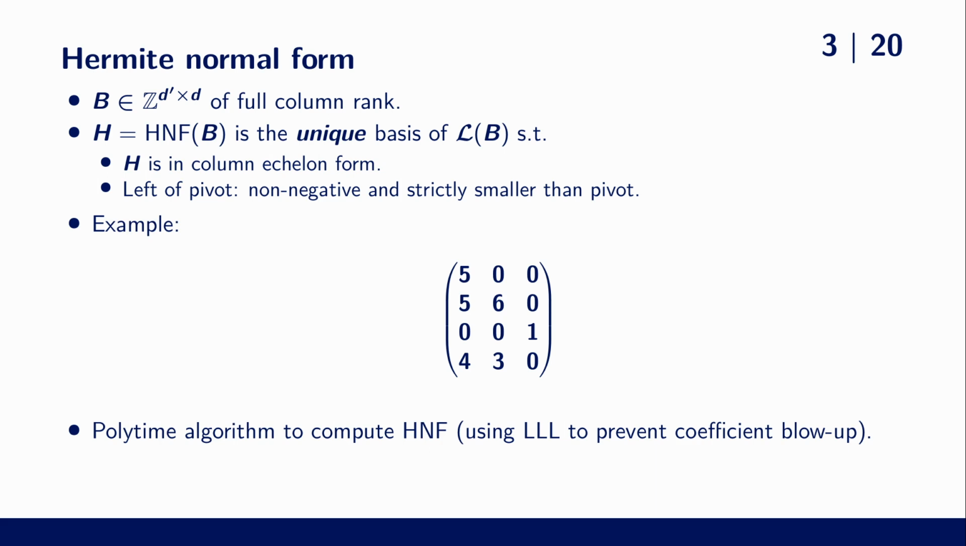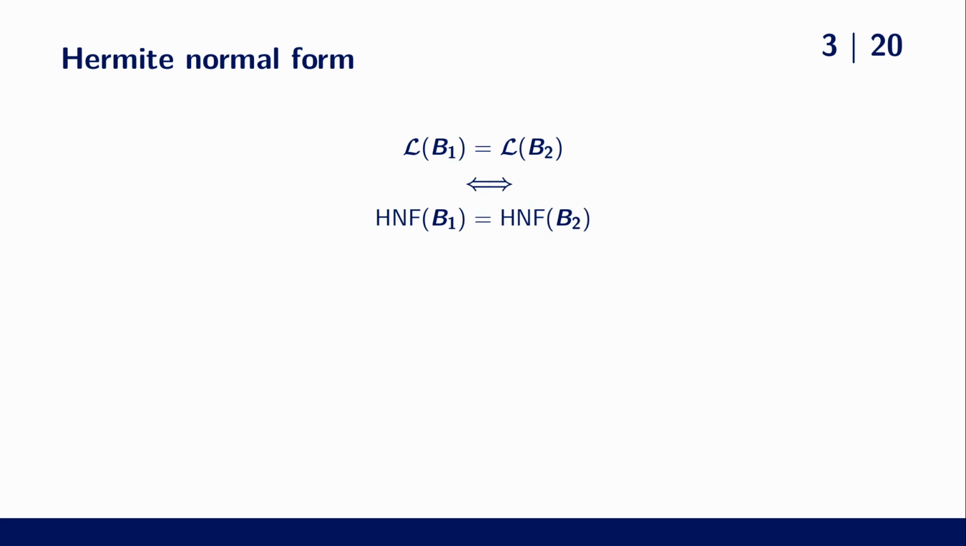And now we have a polytime algorithm to compute the Hermite normal form, and this uses LLL to prevent the coefficient blowup. Now, the nice thing about this Hermite normal form is that two bases generate the same lattice if and only if their Hermite normal form is the same. And this Hermite normal form is what we call a canonical function.